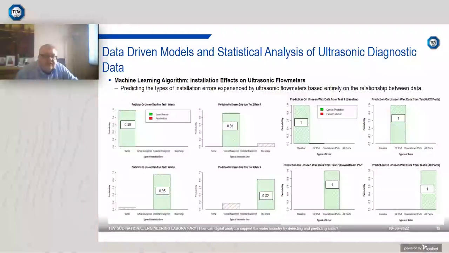The graphs shown in the slide above show the probability of the prediction from the software of the type of error the meter is experiencing. From the numbers shown in the graph, it can be seen that the software predicts the type of error that is being observed with a high degree of accuracy. This allows the performance of ultrasonic flow meters to be examined by examining the live flow meter diagnostic data, and therefore we can identify any issues with the flow meter or any of the issues that we've actually programmed into the machine learning tool.